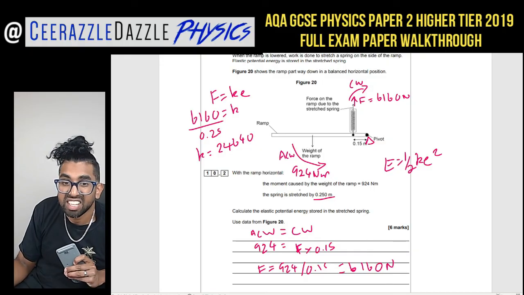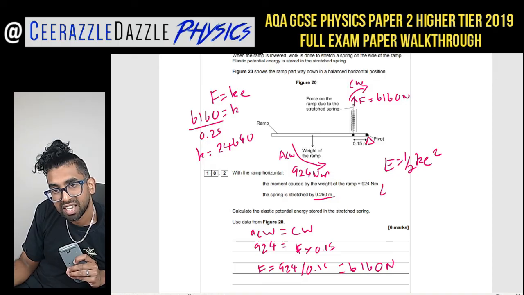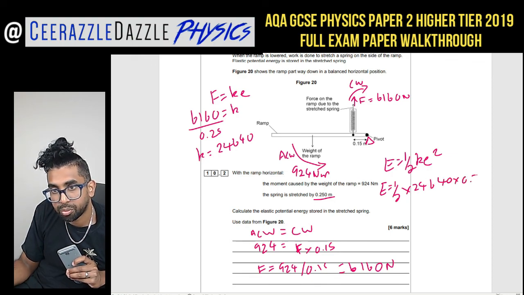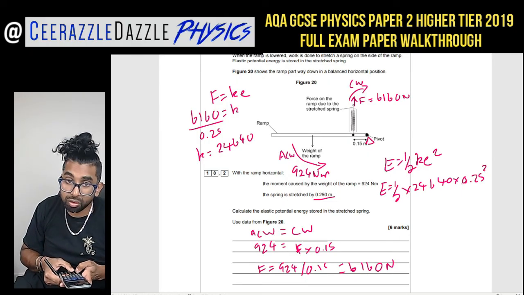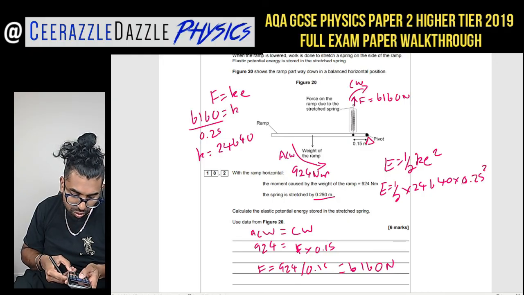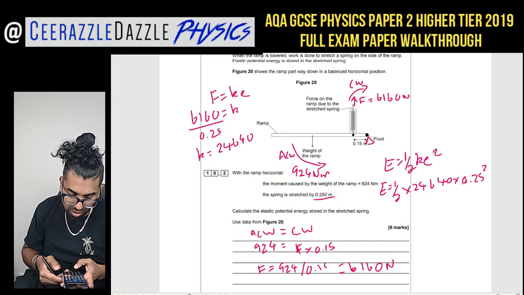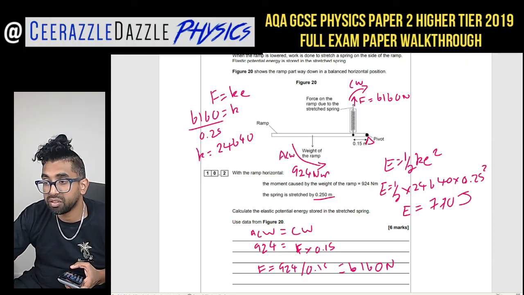This question's really hard. So now we've got the value of k, we can finally use it to work out the elastic potential energy. E is equal to a half times 24640 times the extension 0.25 squared over here. So it's going to be 24640 times 0.25, you have to square that, divided by 2. I'm getting the answer of the elastic potential energy is equal to 770 joules over here.